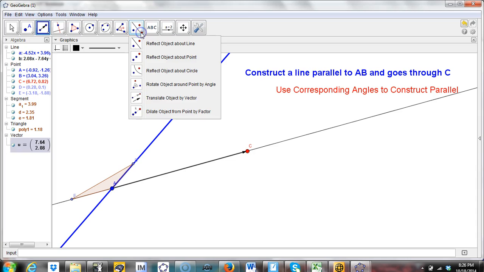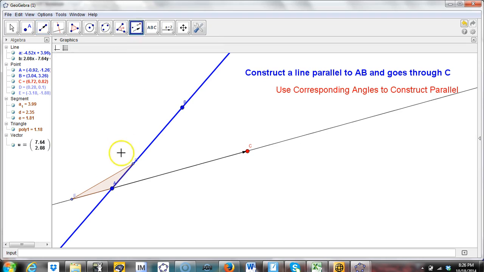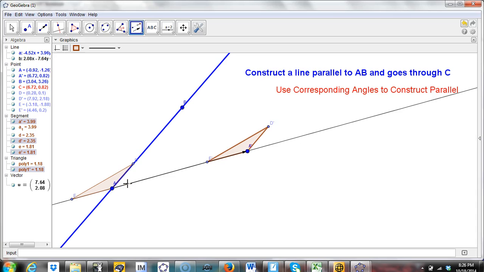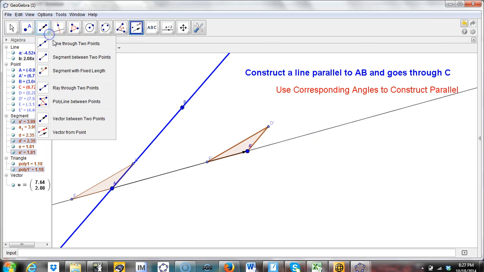So I'm going to grab my translate tool, click on the triangle, and then I'm going to click on that vector. And now we have translated that triangle. And notice that angle is preserved here. So this angle measure is the exact same angle measure as this one. And now I have my 2 points. I have this point A prime and D prime right here. Those are my 2 points that I need to make my parallel line.